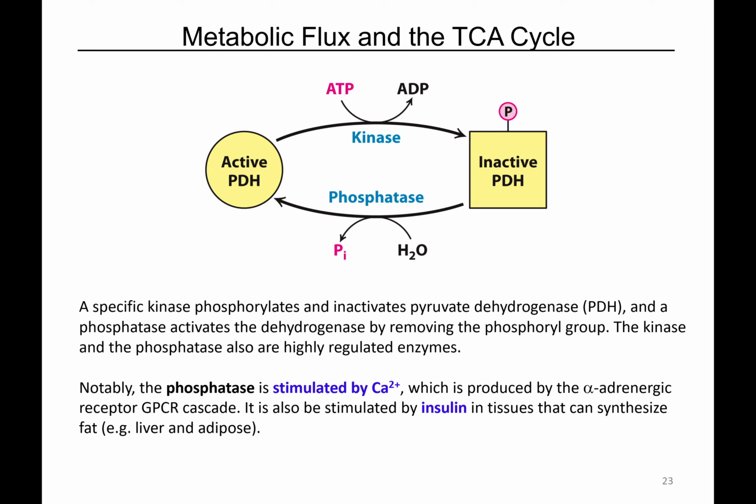The opposite's true when insulin's secreted. When insulin's secreted, there's plenty of sugar in the blood. We don't need to mobilize sugar in the liver to pump into the blood. Instead, we want to go ahead and activate the PDH complex so that the glucose that's coming into the cell can be used for energy. So remember, insulin activates protein phosphatase 1, so it activates phosphatases. This phosphatase hydrolyzes the phosphate off of PDH, activating it. So the TCA cycle gets activated.